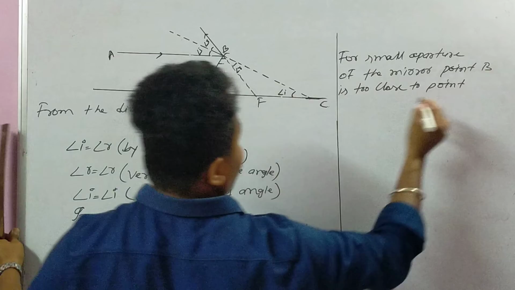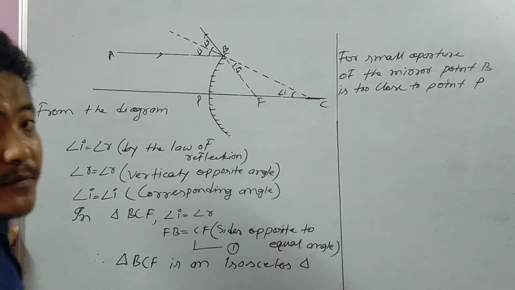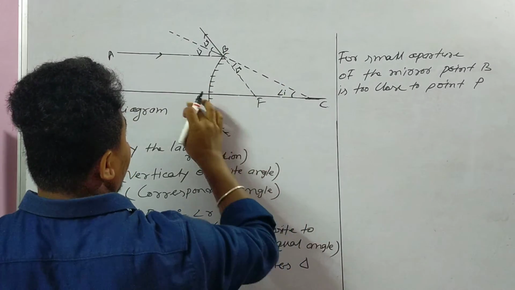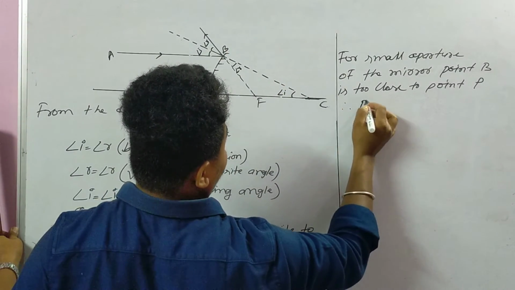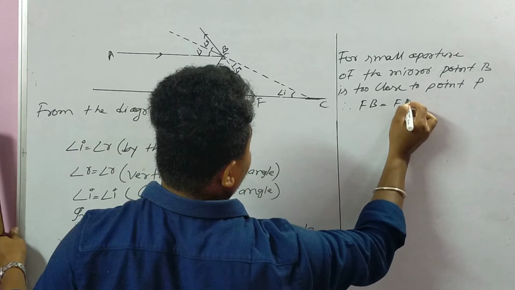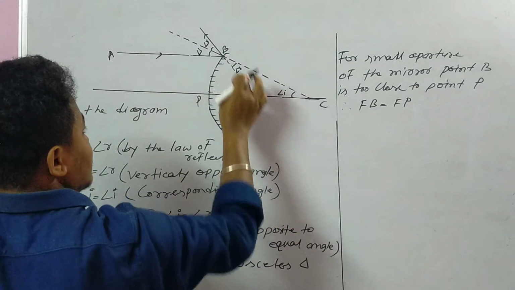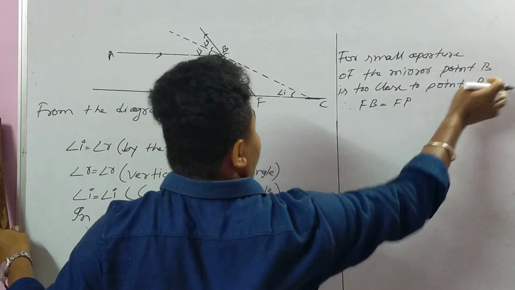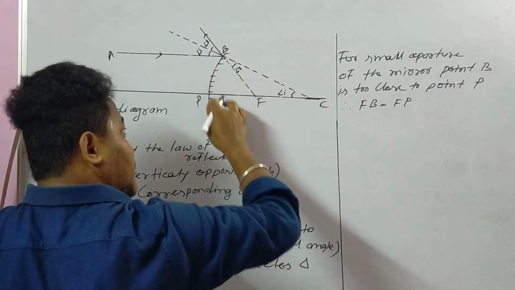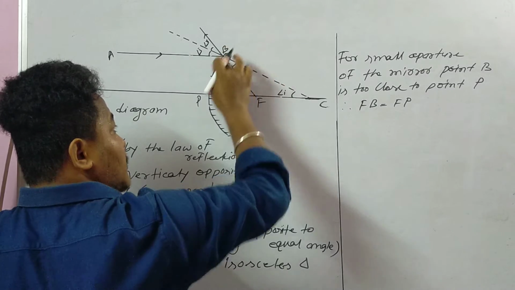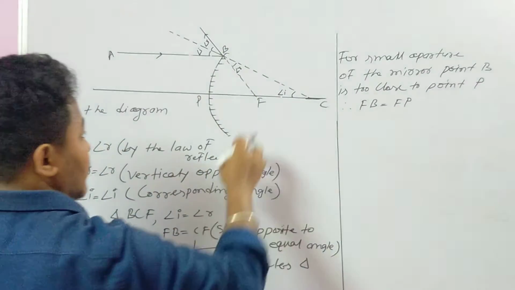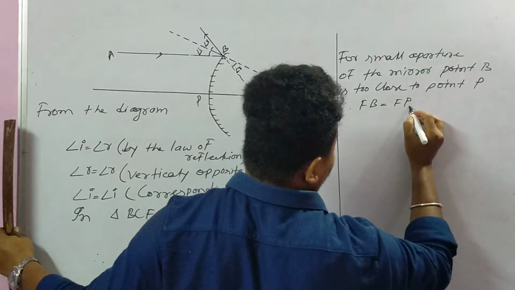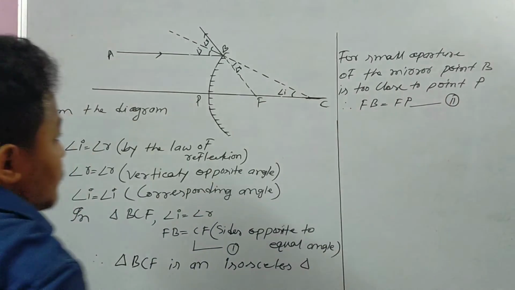We discussed this point in the case of the concave mirror also. So you can write FB is equal to FP. Why can you write this? For small aperture of the mirror, if this aperture is very small, then point B will be too close to point P. Then only you can write FB is equal to FP. Let us suppose this is equation number 2.